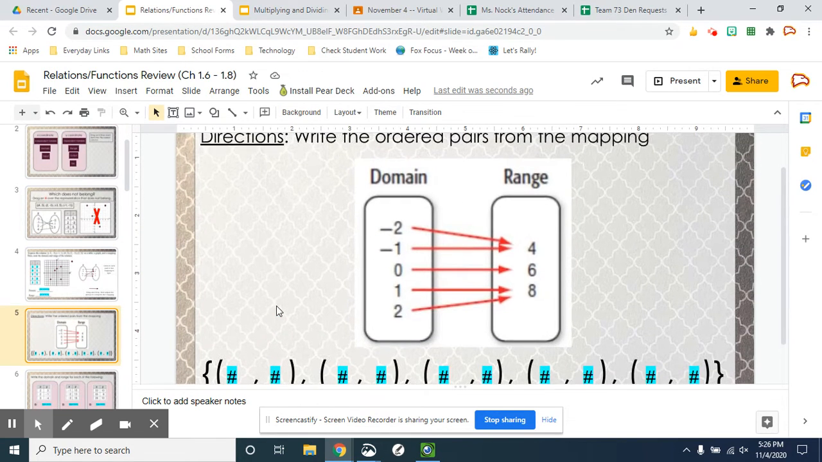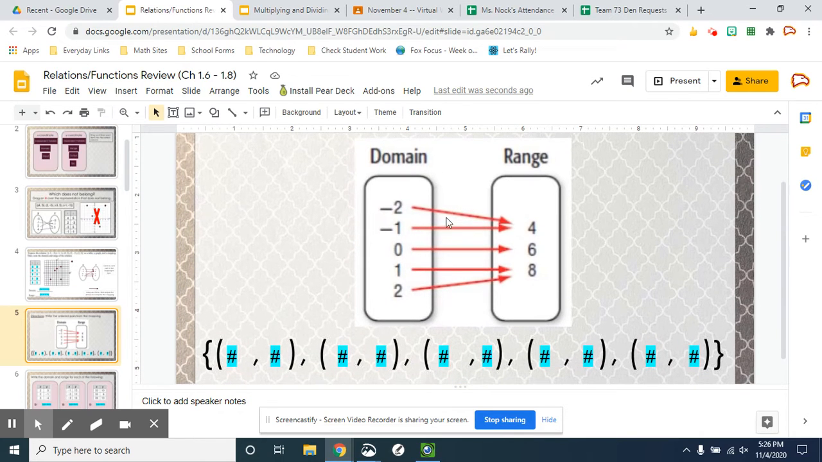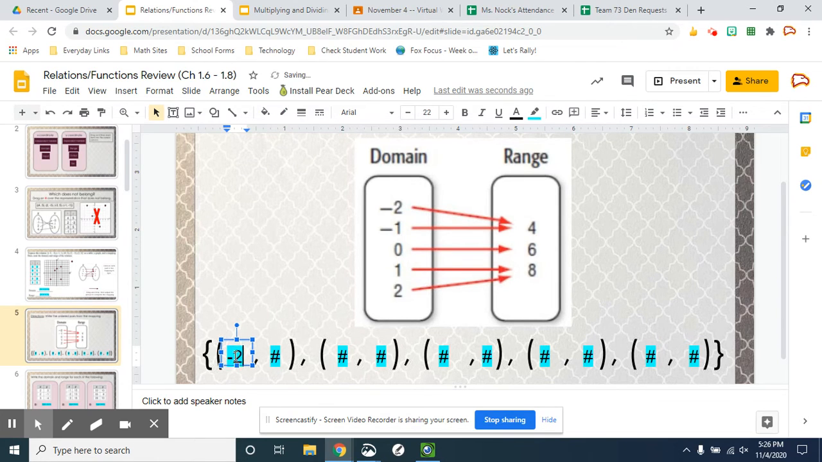All righty, so we are going to write the ordered pairs for the mapping. It's just understanding that the X is pointing at its corresponding Y value, which means that they are written as ordered pairs together. So we have -2 is pointing at 4. And we have -1 is pointing at 4 as well. We have 0 pointing at 6. We have 1 pointing at 8. And we have 2 pointing at 8.